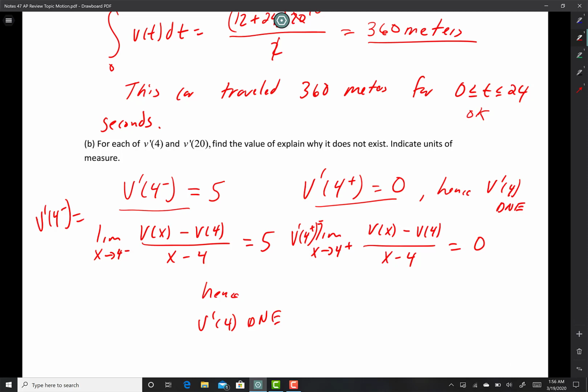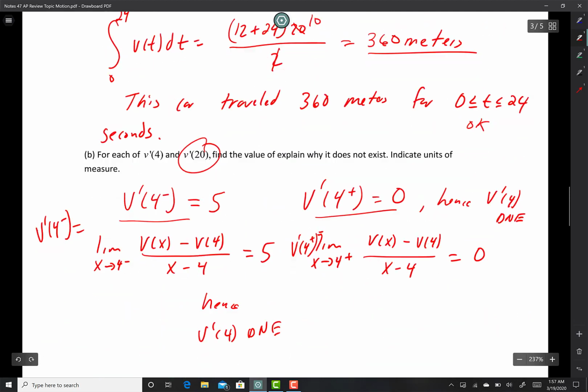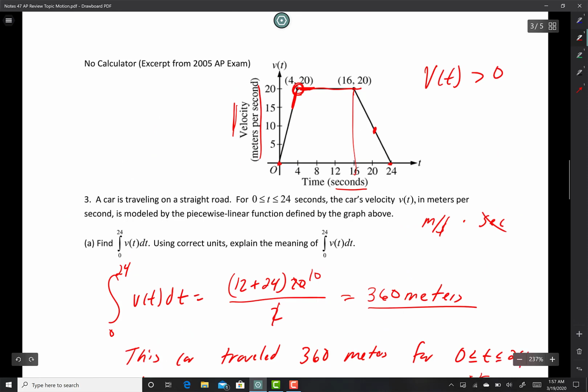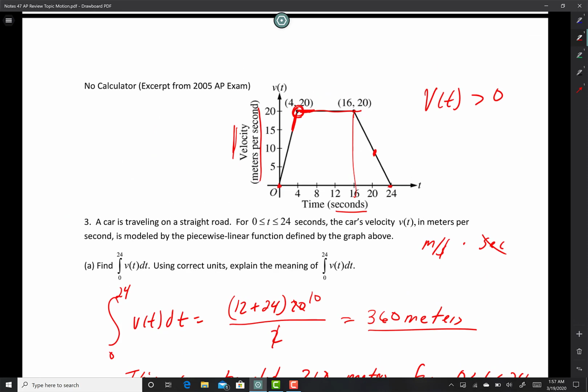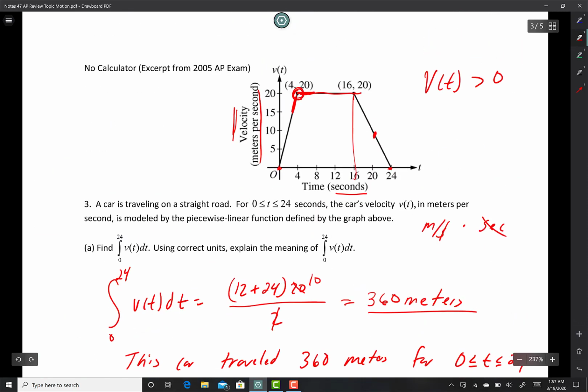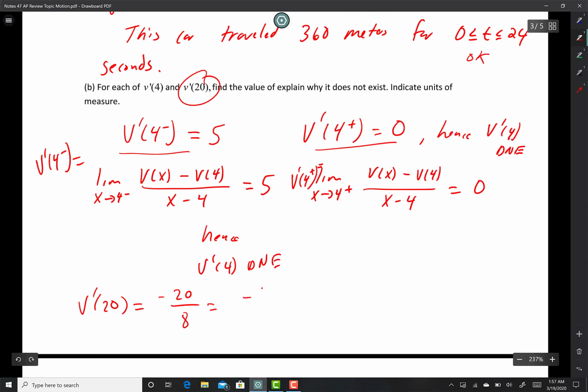All right, v prime of 20 definitely exists. V prime of 20 is smack right there. So all we're going to have to do, obviously it's a negative number. So you go down 20 units between 16 and 24. So I'm going to say v prime of 20 is equal to, I go down 20. So negative 20 over, and the difference between 16 and 24, what's that? 4 and 4, that's 8. And then that reduces to negative 10 over 4. That reduces again to negative 5 over 2.